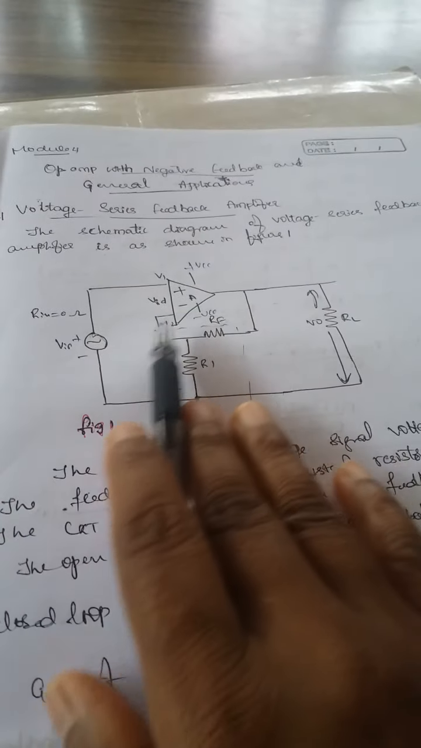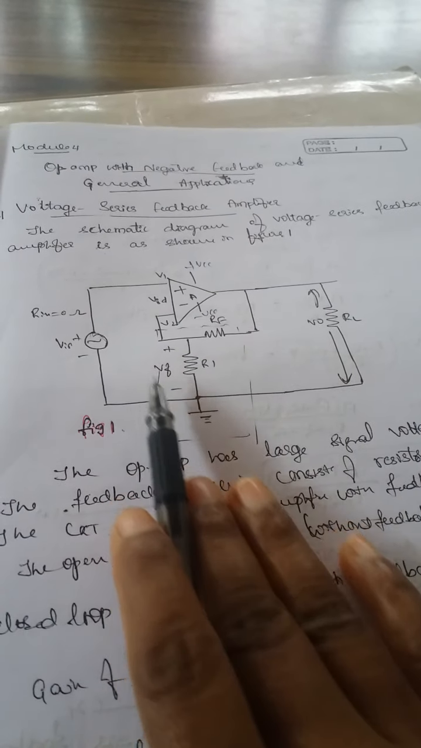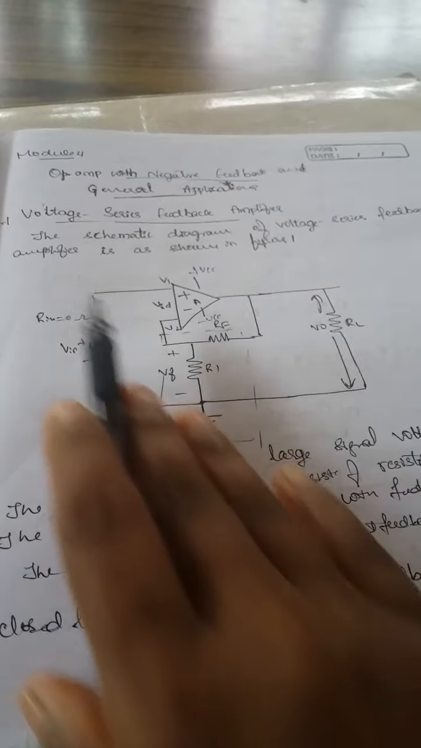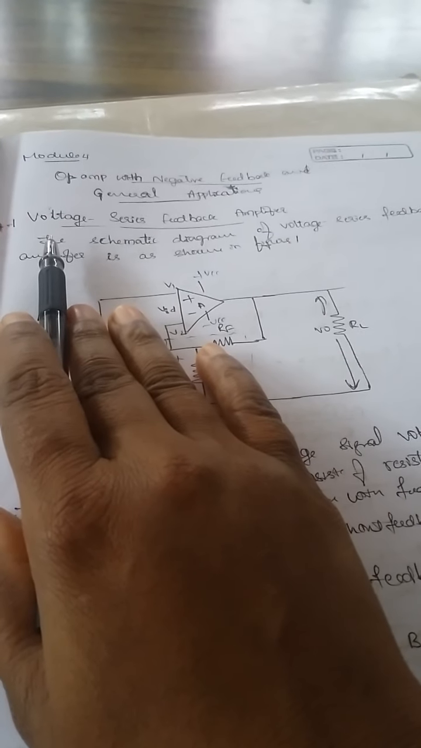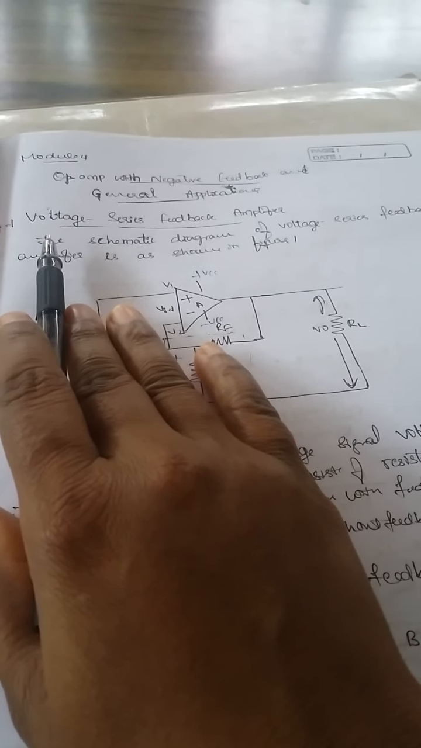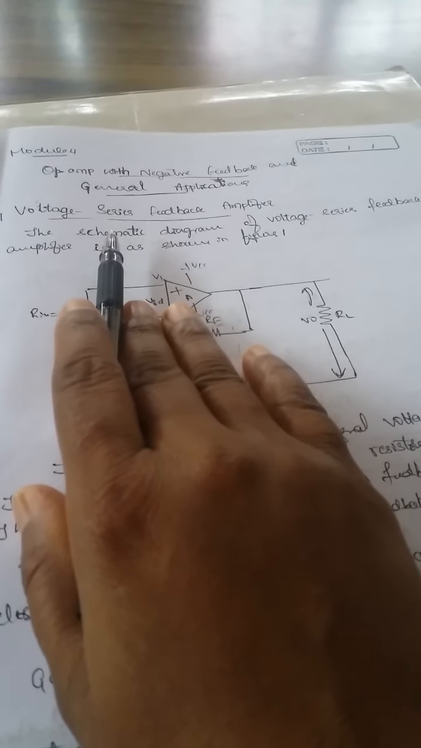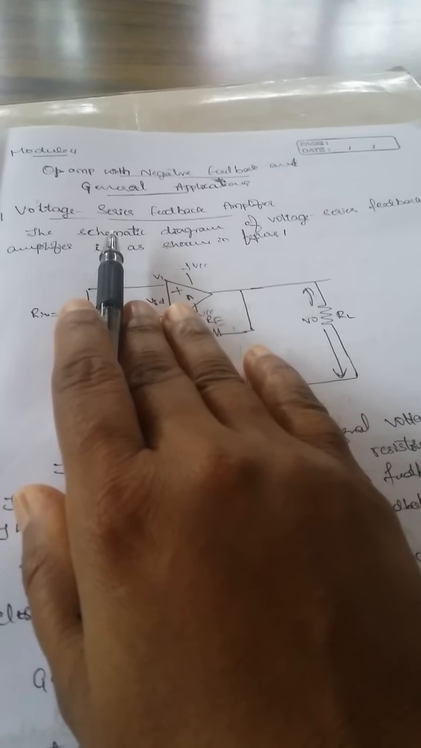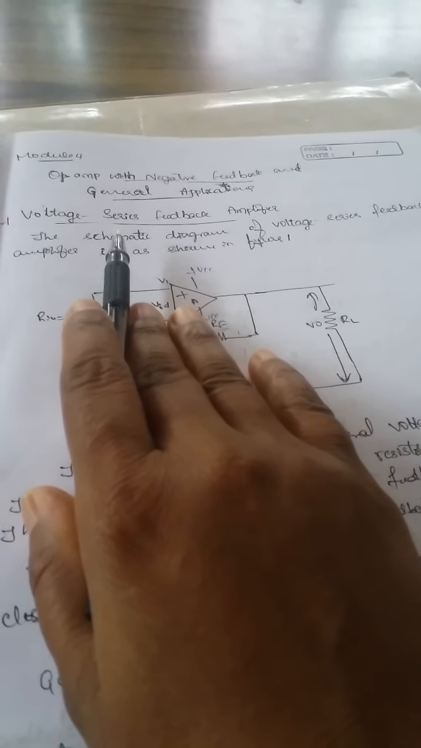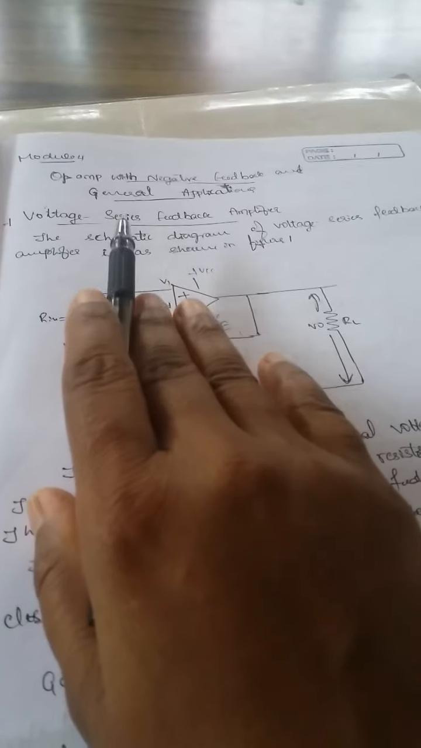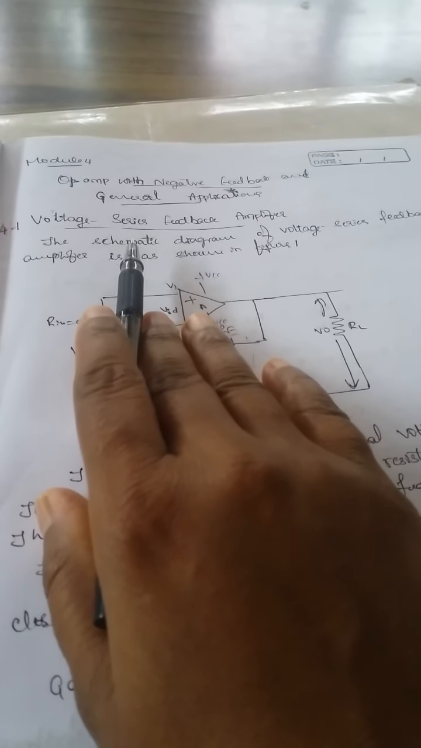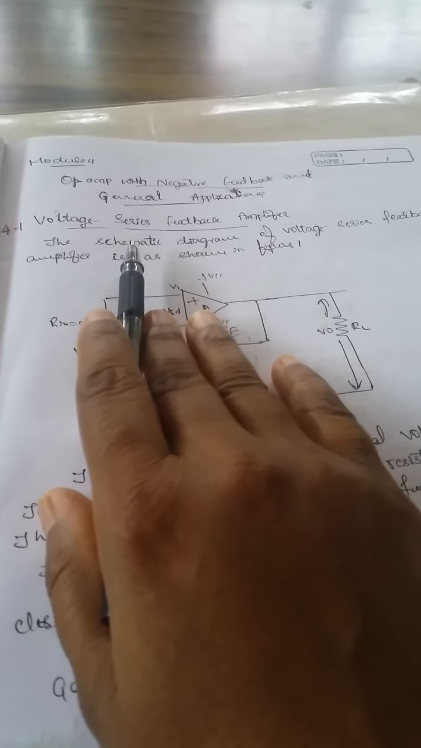Okay, this is the circuit diagram representing voltage series feedback amplifier. The term voltage means the sampling parameter is voltage at the output, and series means at the input side there is a series connection. That means series type of mixing. Whenever there is a series mixing, the sampling feedback signal is a voltage signal. That's what we are showing here.